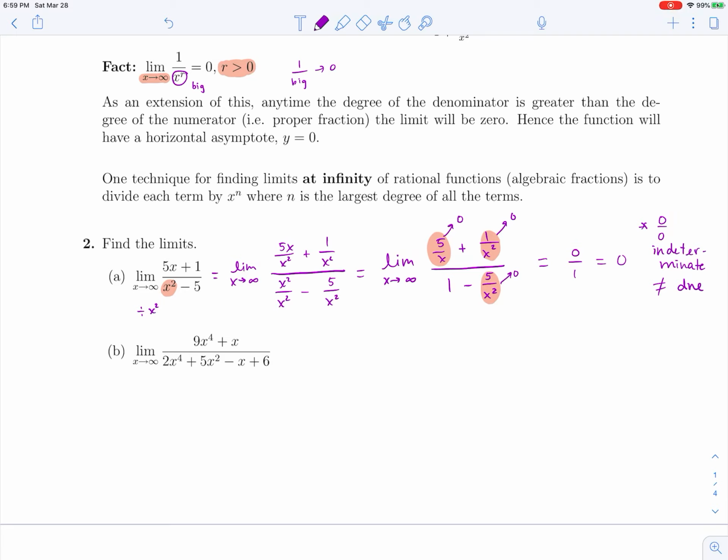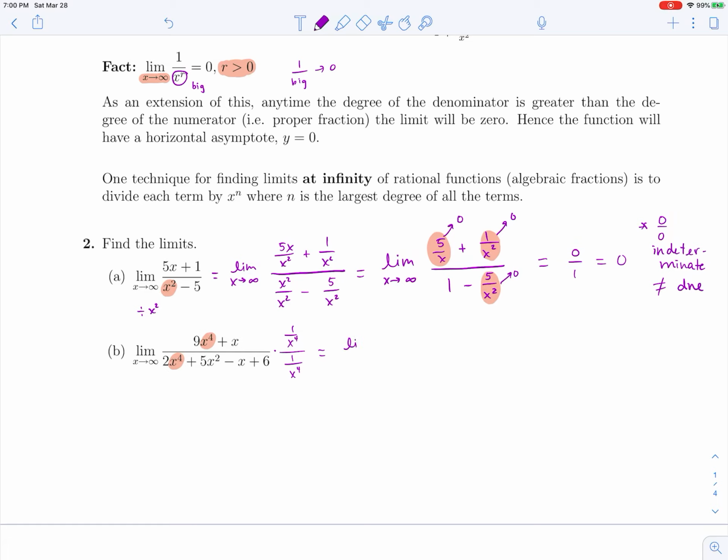The second one, if we do something similar, the highest degree is x to the 4th. And so if we divide each term by x to the 4th, by the way, we're allowed to do that because we're basically multiplying the numerator and denominator by the same thing. So we're really just multiplying by 1.